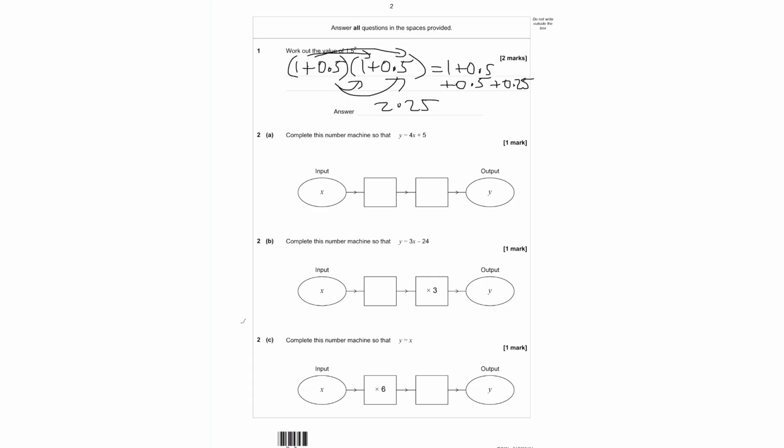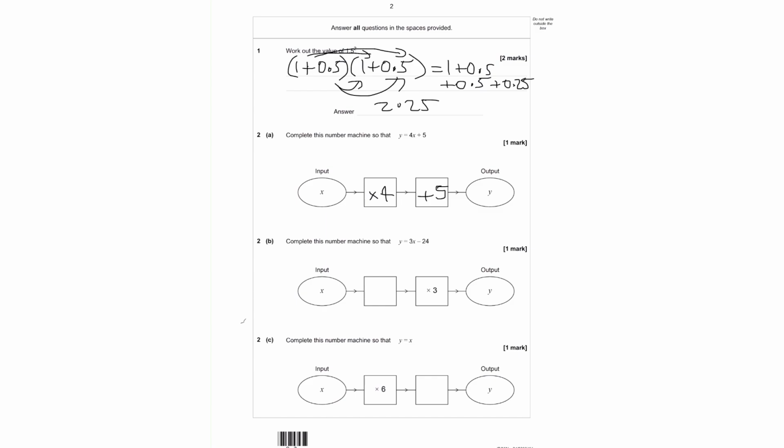Moving on to part 2, and we have this number machine where we input x and we output y, and we want to find the steps in between. So we're told that we have the equation y equals 4x plus 5. So how do we go from our input of x to y? Well, this is quite simple because we can see we're going to multiply by 4 and then add 5, and that is how we get y.